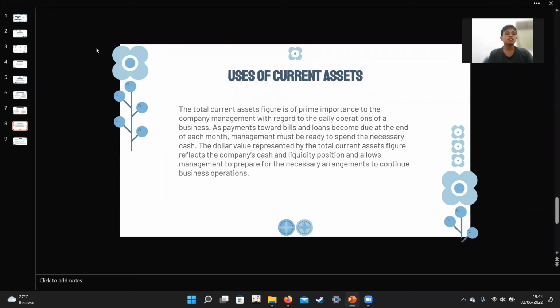Uses of current assets. The total current assets figure is of prime importance to the company management with regard to the daily operations of a business, as payments towards bills and loans become due at the end of each month. Management must be ready to spend the necessary cash. The dollar value represented by the total current assets figure reflects the company's cash and liquidity position and allows management to prepare for the necessary arrangements to continue business operations.